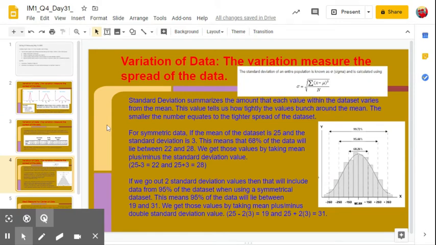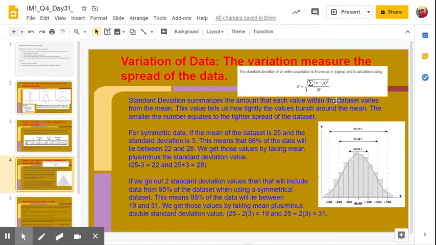So now standard deviation. It summarizes the amount that each value within the data set varies from the mean. So this value tells us how tightly those values bunch around the mean. A smaller number equates to a tighter spread for the data set. The larger the number, the more spread out the data values go.